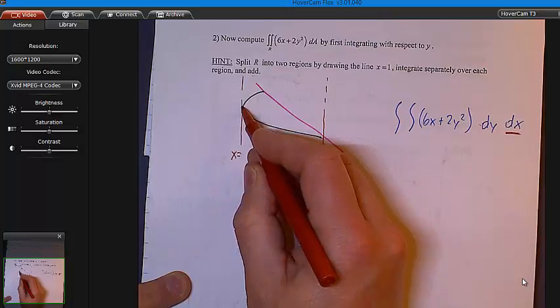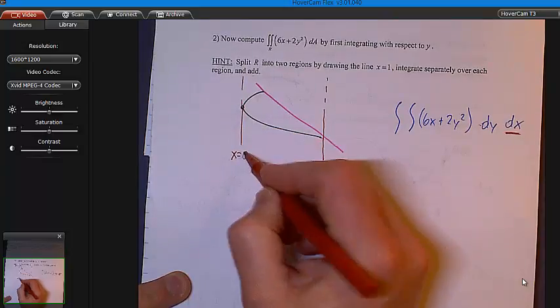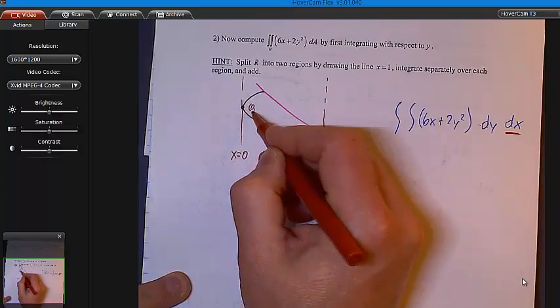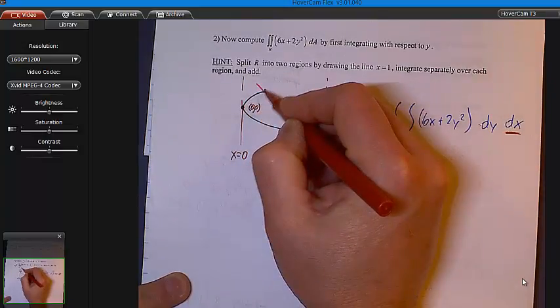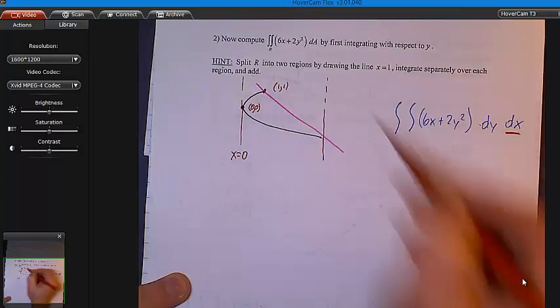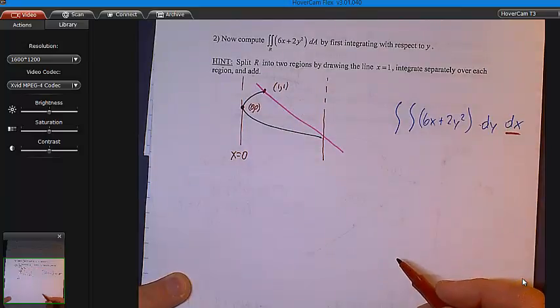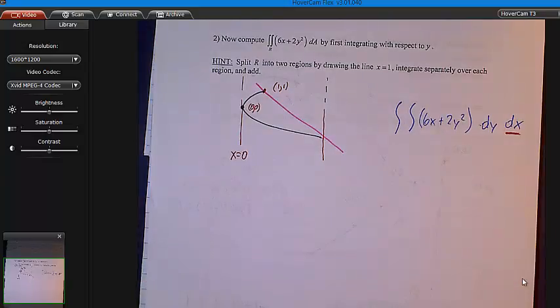Well, I know that point of the parabola. 0, right? Because that's the point 0, 0, I remember. I also remember this is the point 1, 1. Right? But see, we have an issue. The issue is something changes when you get where? Here.